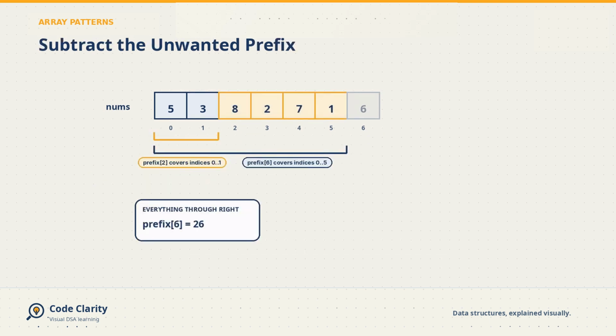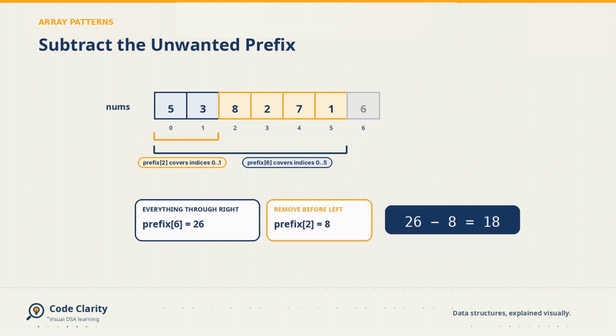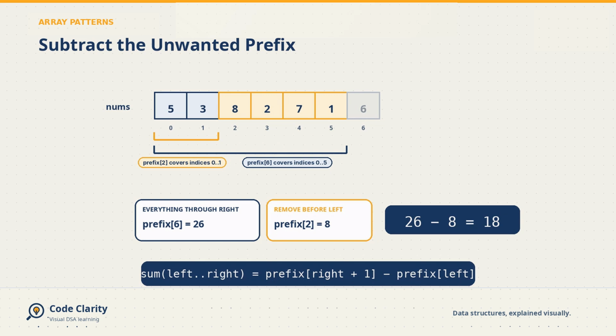We want the sum from index 2 to 5. prefix[6] contains everything from index 0 through 5, 26, but it also includes the values before our range. prefix[2] stores exactly that unwanted part, 8. Subtract it, and only indices 2 through 5 remain. 26 minus 8 is 18. For any inclusive range, the right boundary is right plus 1, and the left boundary is left. So the rangeSum is prefix[right+1] minus prefix[left]. It is simply a larger prefix with the unwanted prefix removed.